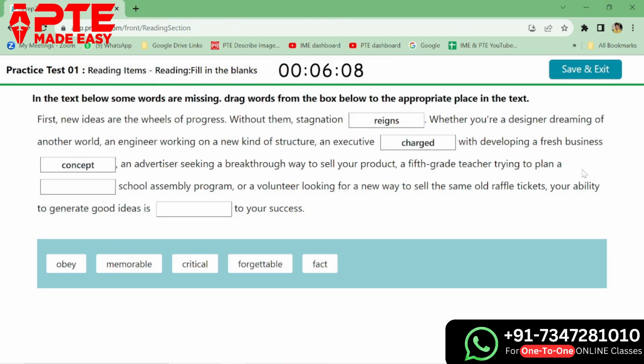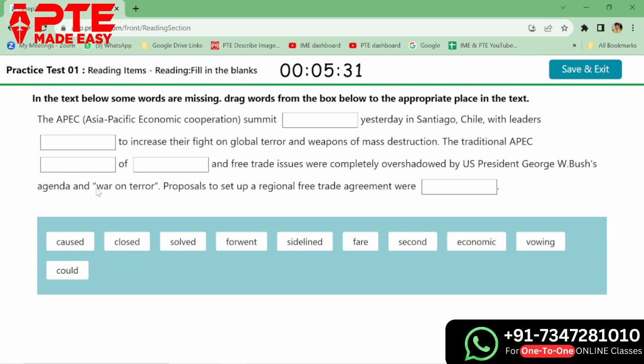A fifth grade teacher trying to plan a dash. Plan a what? Plan a noun we need. So plan a fact. We can come plan a memorable school assembly program because here we have something after the blank. So plan a memorable school assembly program. We need some adjective here. So before school assembly program, last a new way to sell the same old raffle tickets. Your ability to generate good ideas is dash to your success, is critical to your success. It is important for your success. So that's what's going to come.